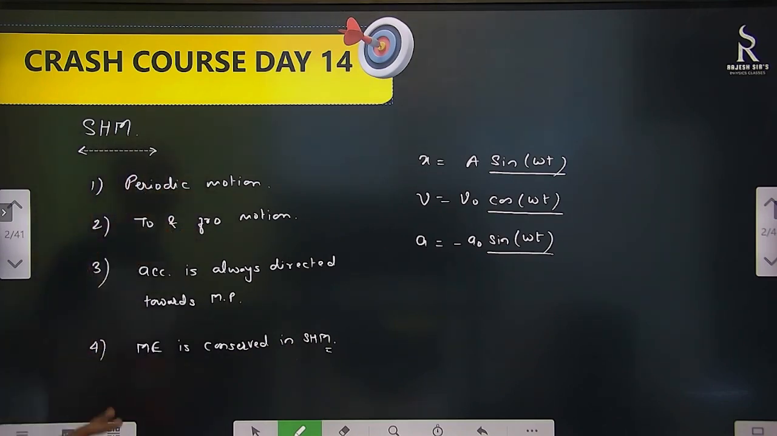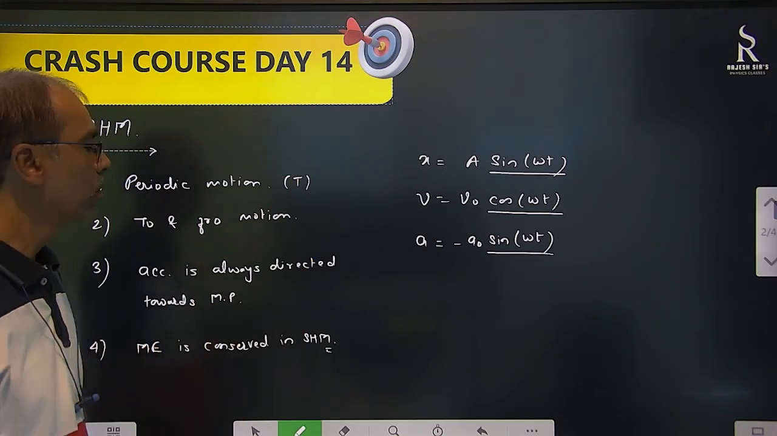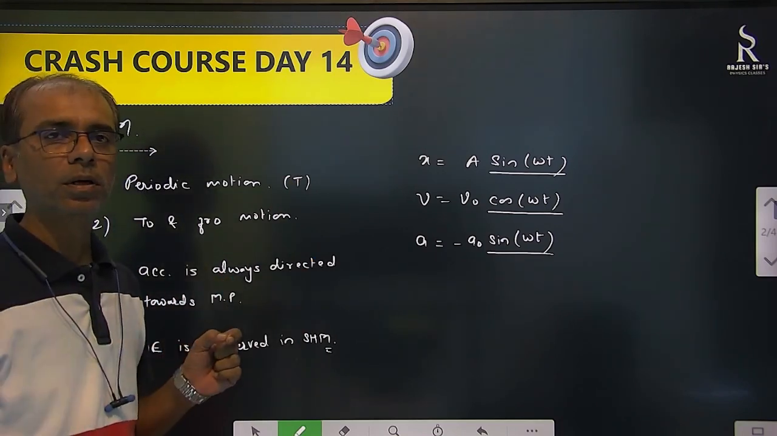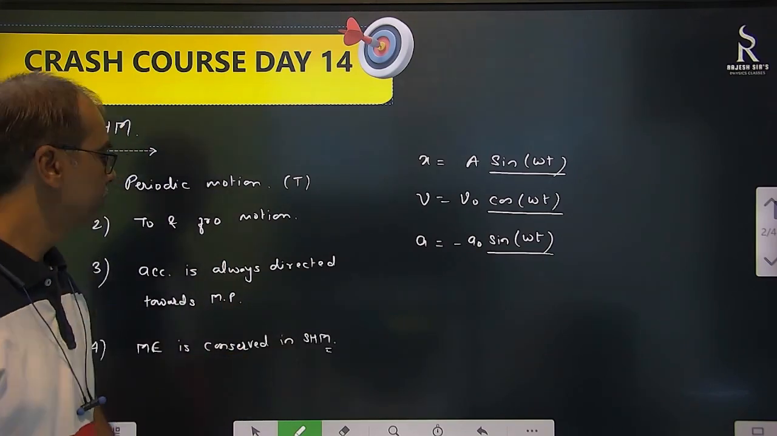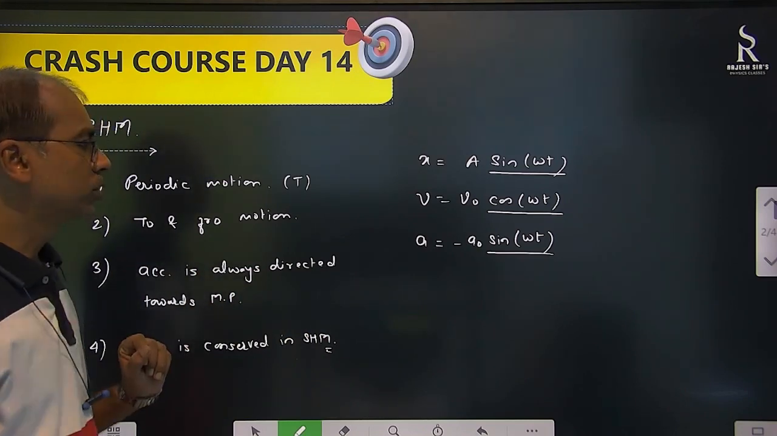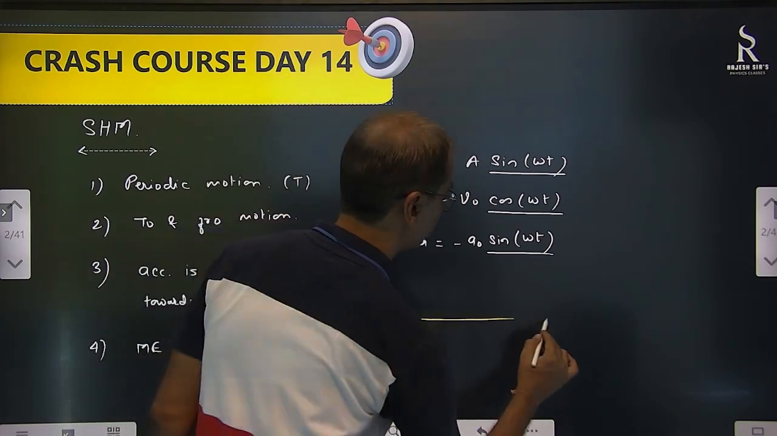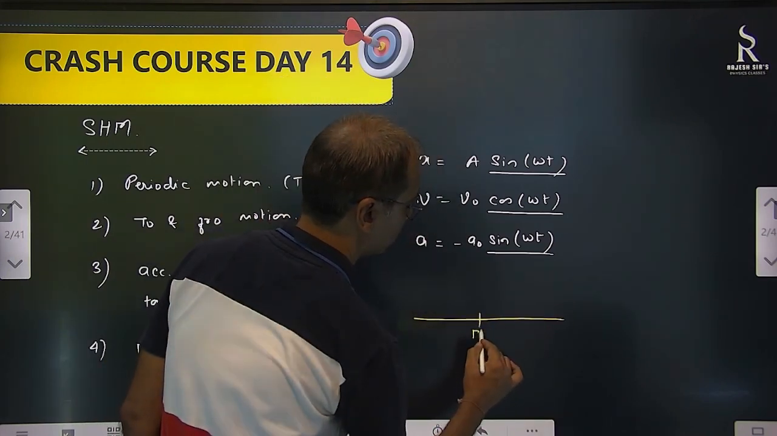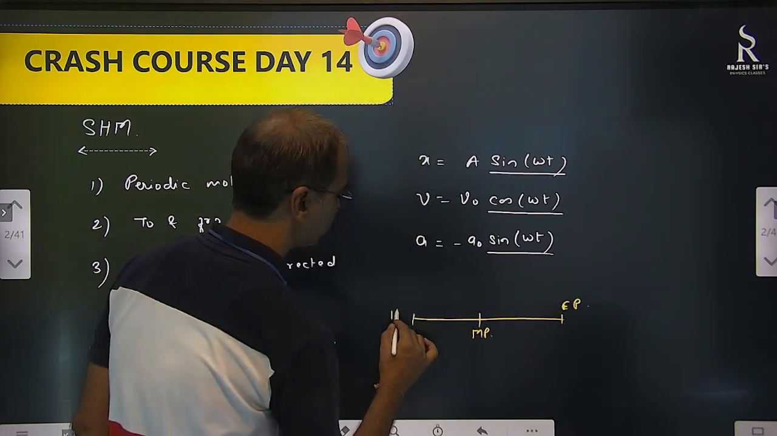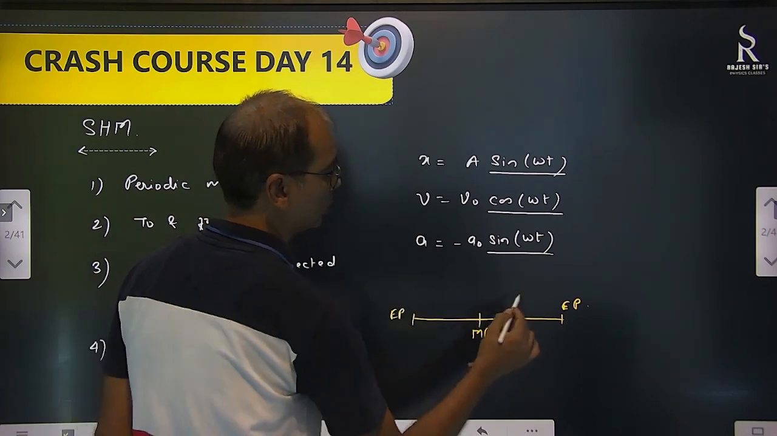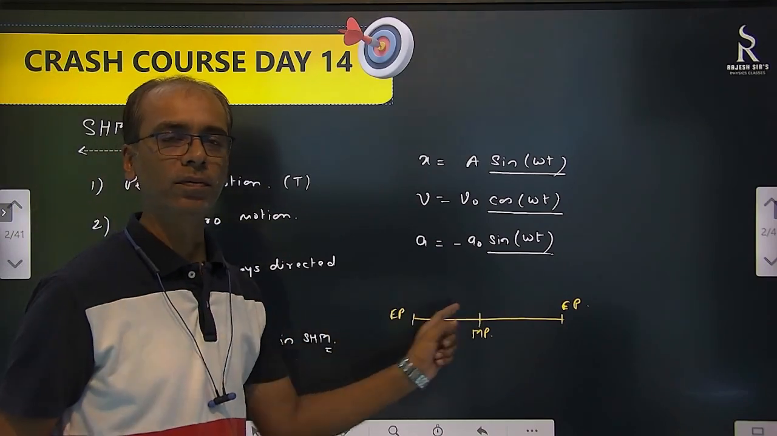So it's periodic. Periodic means it is having a certain time period, and after the time period it is going to repeat its motion. To and fro, that means about a particular position, it is going to move this side, that side, this side, that side. Acceleration is always directed towards mean position. That means there is something called mean position, the position about which it is going to oscillate. This is mean position here. This is extreme, and this is extreme. Mean position, extreme position, extreme position. So it's going to oscillate on either side of mean position.